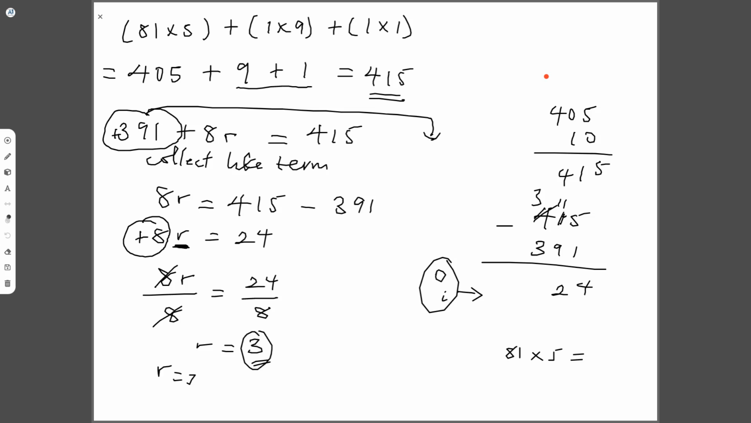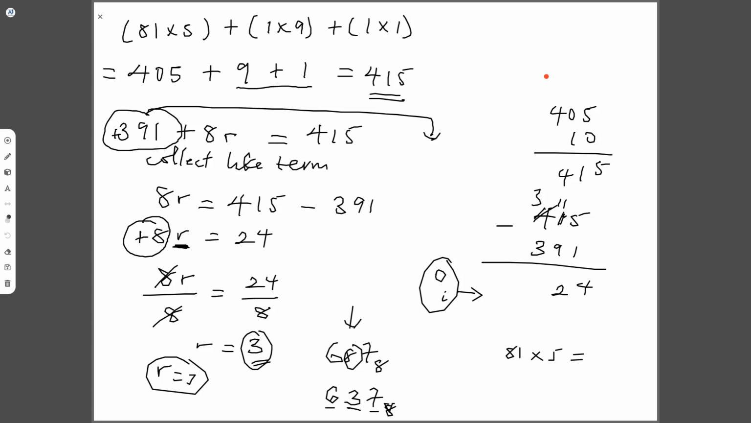R equals 3. If you check back the question, we had 6R7 base 8. So if I plug in the value of R, I'll be having 6, 3, 7. The space of R will now be 3, so 637 base 8. And these 6, 3, and 7 are all lesser than the base, which is 8.